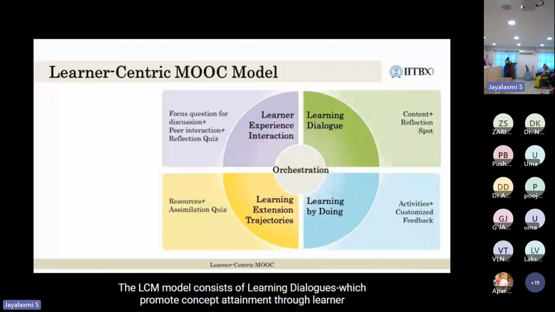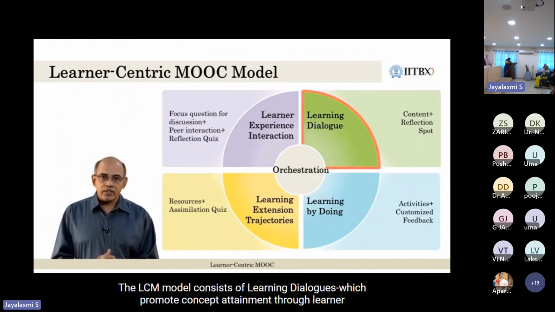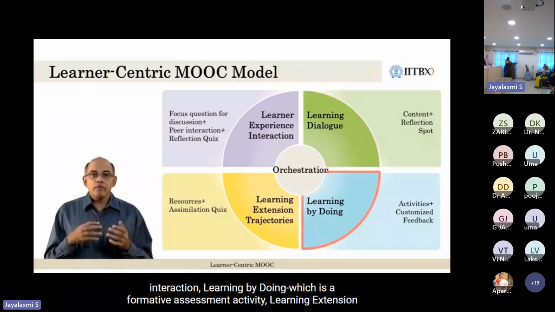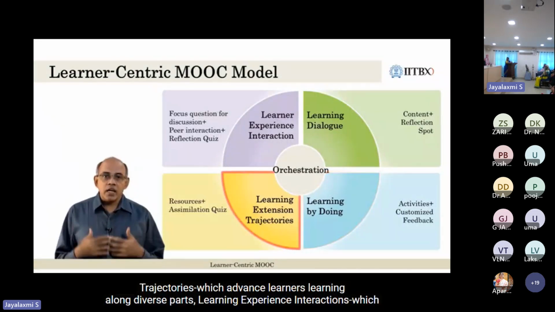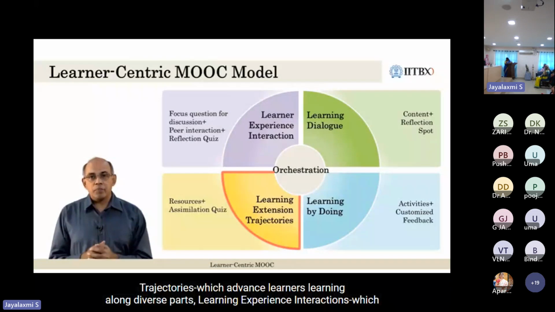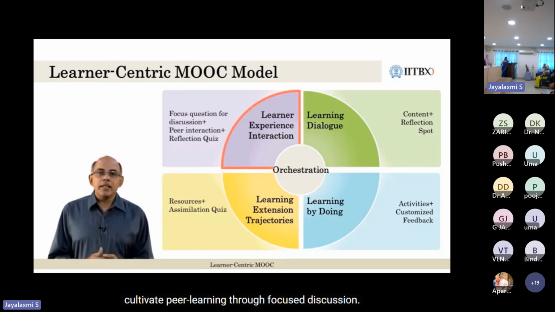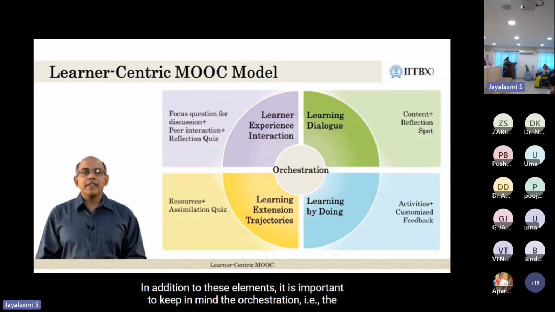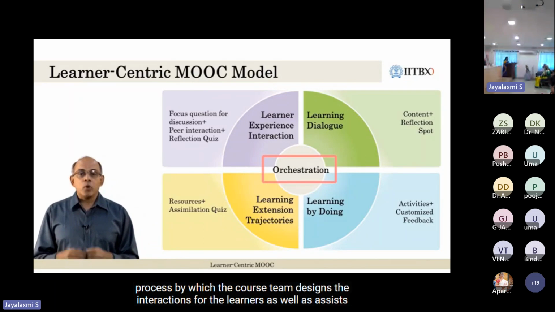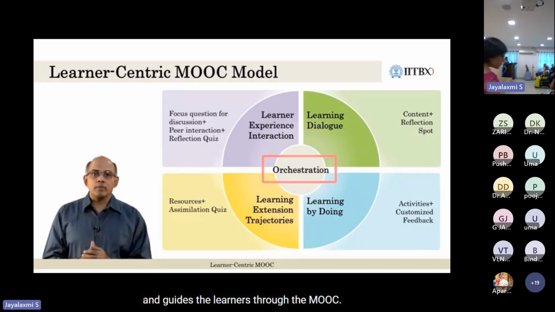The LCM model consists of learning dialogues which promote concept attainment through learner interaction, learning by doing, which is a formative assessment activity, learning extension trajectories which advance learners' learning along diverse paths, and learning experience interactions which cultivate peer learning through focused discussions. In addition to these elements, it is important to keep in mind the orchestration. That is the process by which the course team designs the interactions for the learners as well as assists and guides the learners through the MOOC.